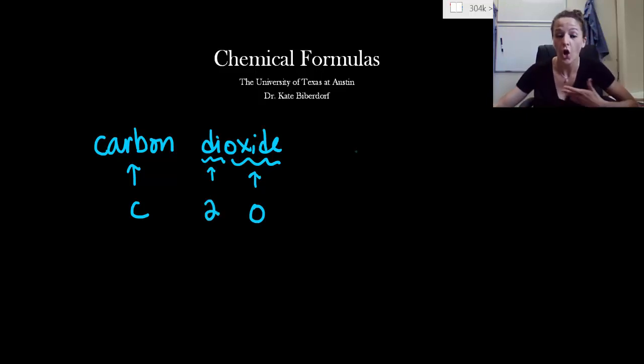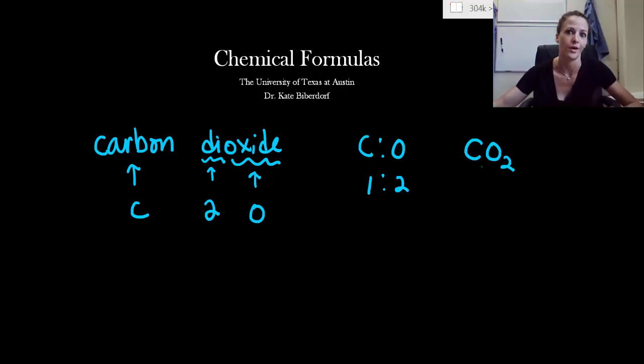So right away, hopefully you would be able to say, okay, I know that we are talking about the elements carbon and oxygen, and it looks like we have them in a 1:2 ratio. So if I were to write down a chemical formula, it would be CO2, or carbon dioxide. Hopefully you already know that one, but it's just a very easy way to describe a 1:2 ratio of carbon to oxygen.